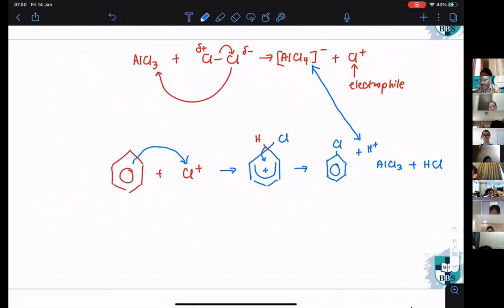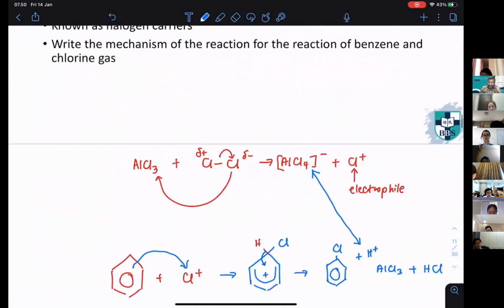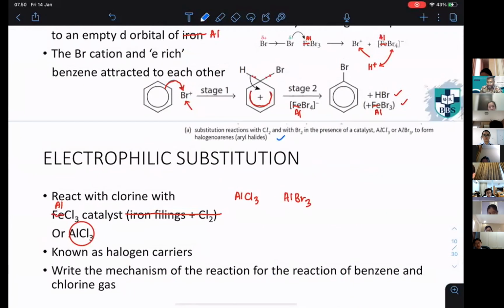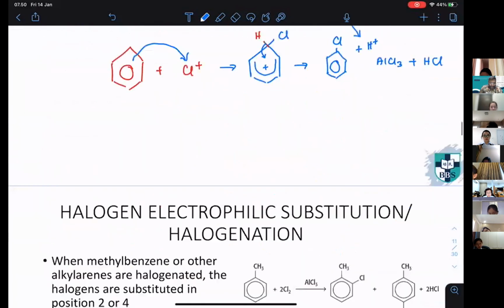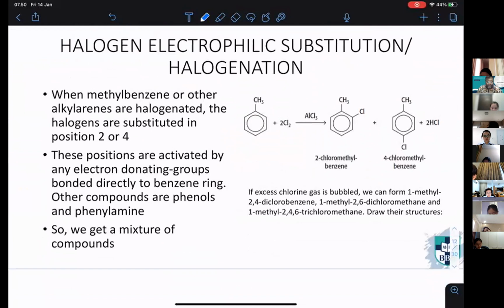The one thing I want you to remember is that you can still use your textbook and so on, but update it with the current syllabus, which doesn't mention FeBr3 and FeCl3. So let's use AlCl3 and AlBr3. That is the update. Now, the other reactions, halogen electrophilic substitution or halogenation, are the same.